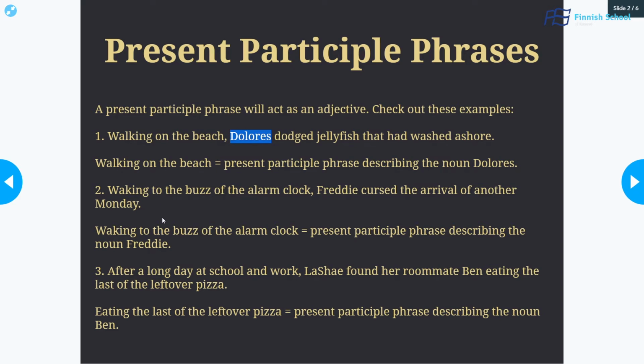jellyfish. Example number 2. Waking to the buzz of the alarm clock, Freddie cursed the arrival of another Monday. Waking to the buzz of the alarm clock is the present participle phrase describing the noun Freddie.